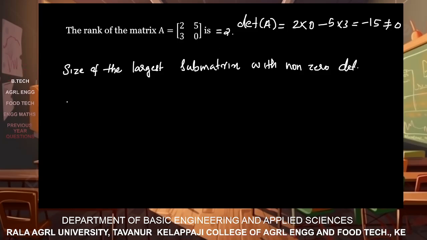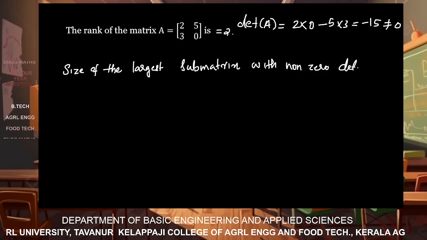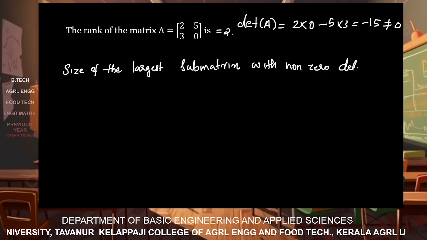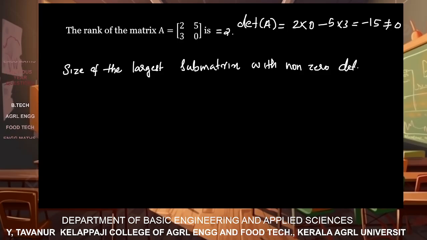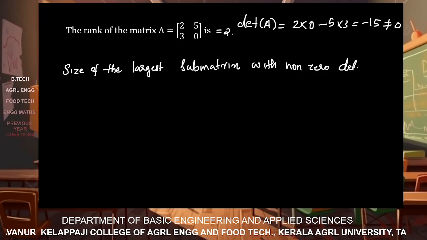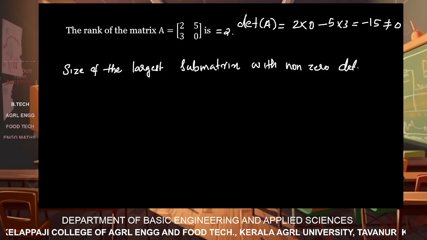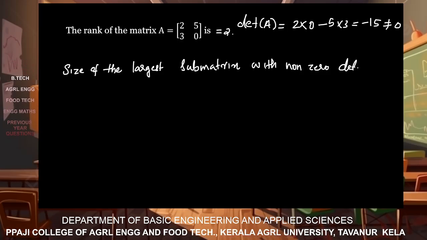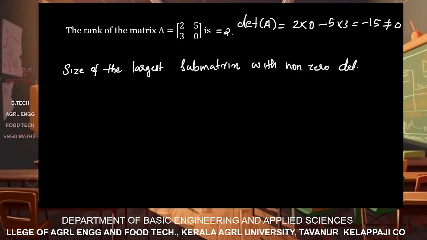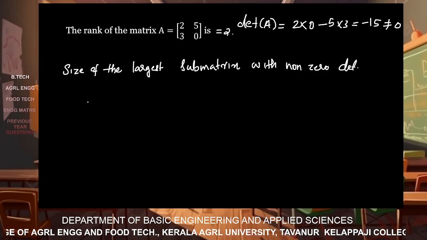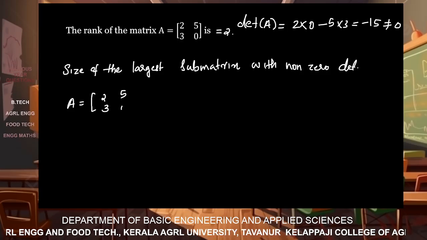Another definition is that it is the number of non-zero rows in its normal form or in its row reduced equivalent form. So either you convert the matrix to its normal form or to its row reduced equivalent form, then count the number of non-zero rows and you can find the rank. Here A is the matrix 2, 5, 3, 0.